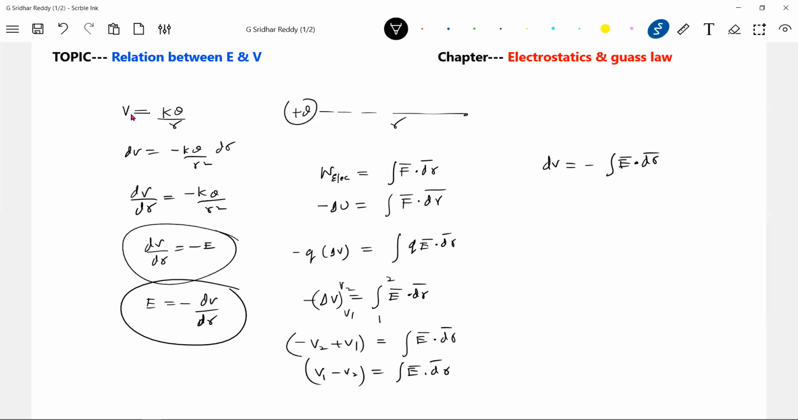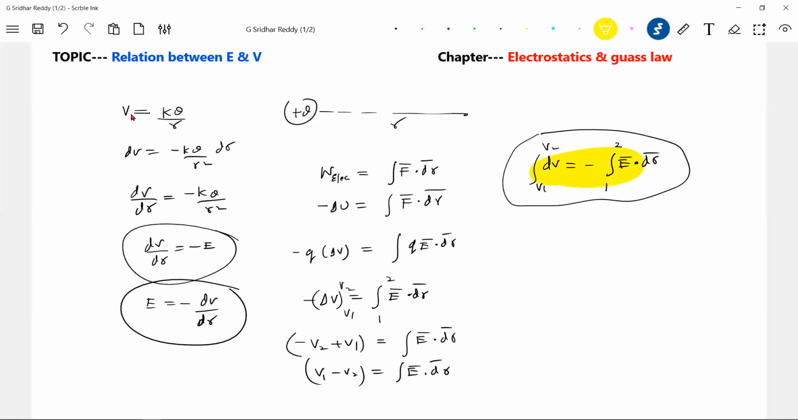So if you know potential, V1, V2, this is 1, 2. Okay, this is the thing. This is what I'll be using to find the potential if I know the field strength. If I know the potential, I can get the field strength. That's one generalized discussion.